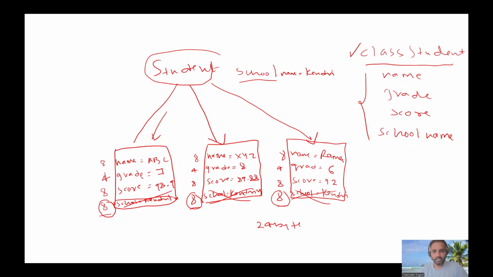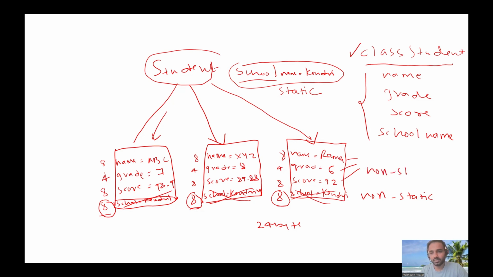So before going further here, we call this a static memory, because static memory always belongs to the class. So this school is static. If I am defining school in the object memory, then it is called non-static. Here you see this name, this grade, this score. These all are non-static because they all belong to object memory. So here I define this school as static, so it belongs to the class memory.